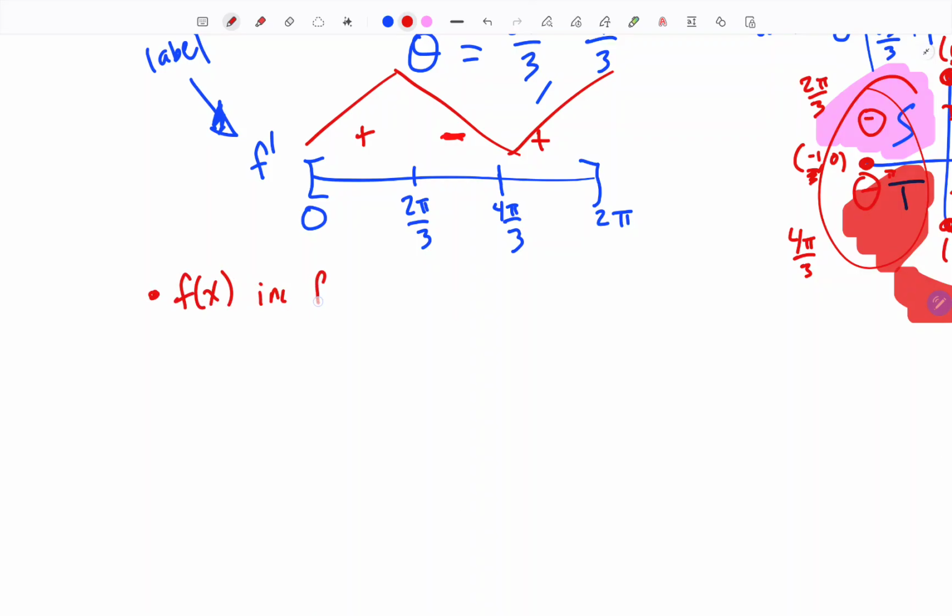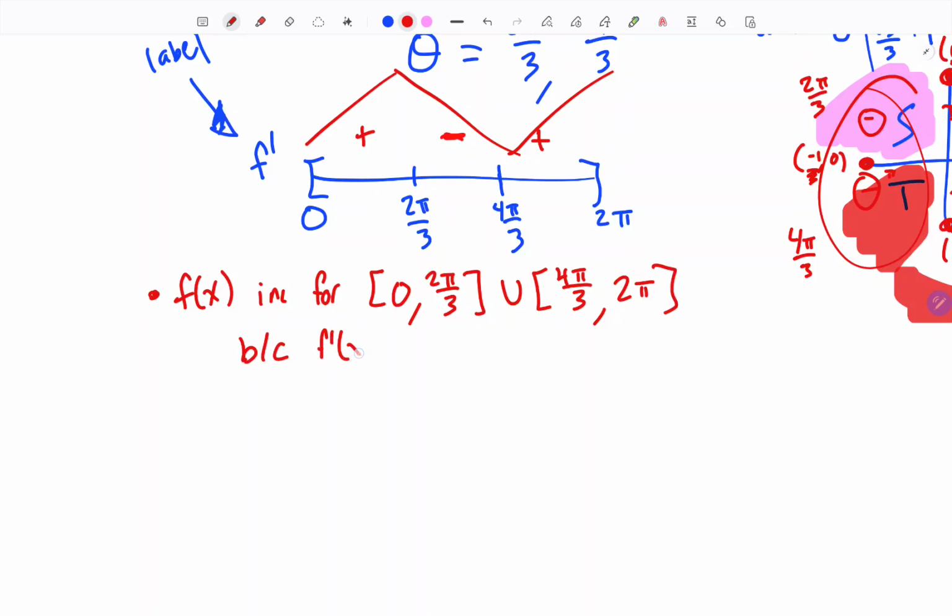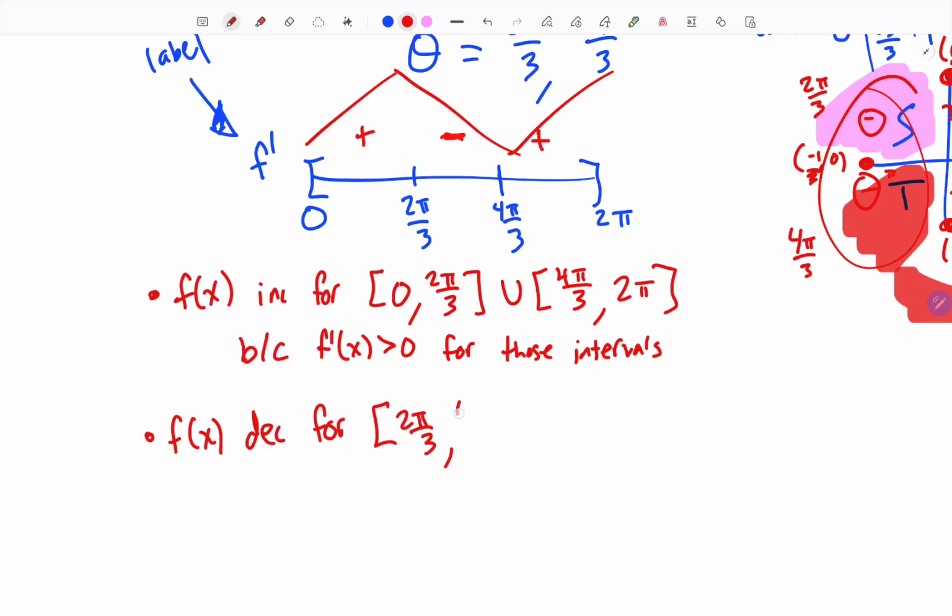F of x increases for 0 to 2 pi over 3, and 4 pi over 3 to 2 pi. We're no longer going from negative infinity to infinity, because they gave us those endpoints. This is because f prime of x is positive, or you could say greater than 0, for those intervals. Same idea now with f of x decreasing. F of x is decreasing for 2 pi over 3 to 4 pi over 3, because f prime of x is less than 0 for that interval.